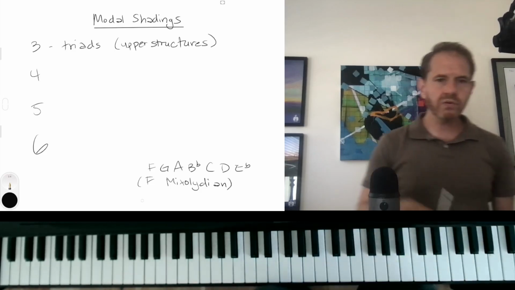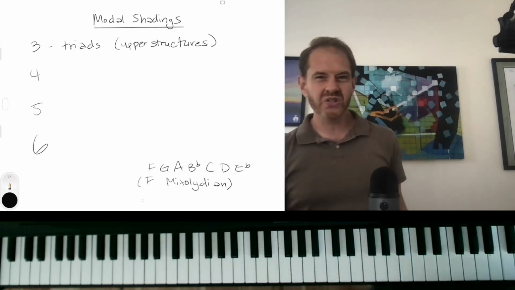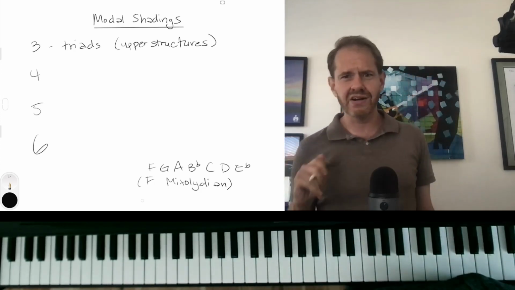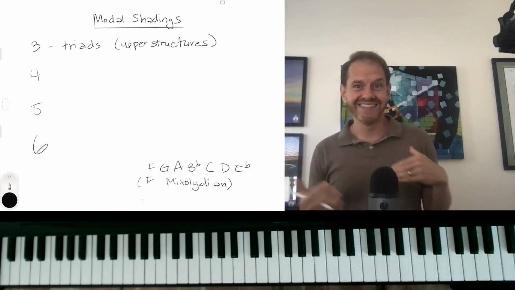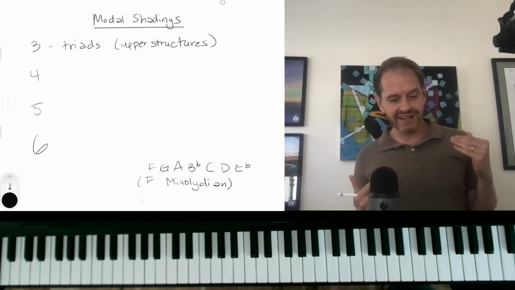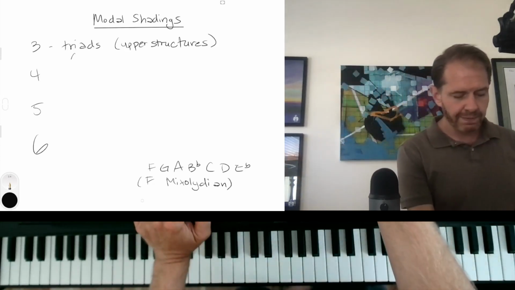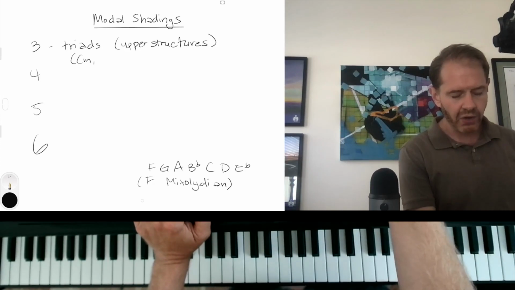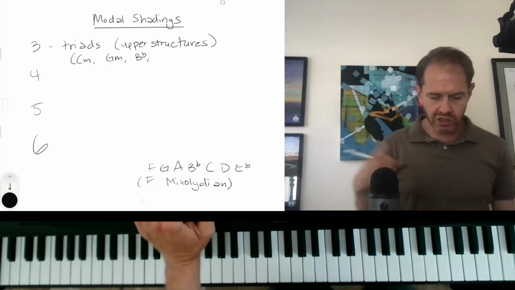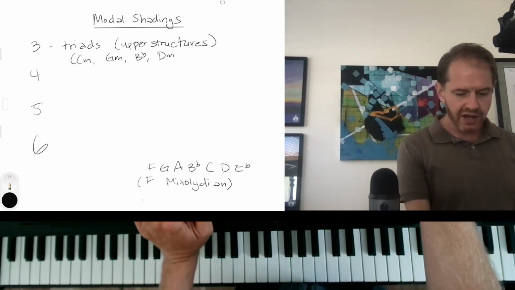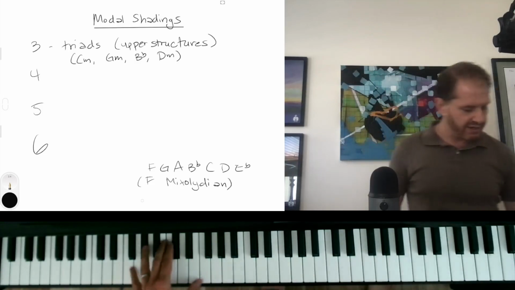Okay. And it's important when we think about upper structures that we don't think of the triad built on the root. In fact, that's not an upper structure. That's like a lower structure. It's not a real term, but I guess that would be the opposite of an upper structure. So, on this F Mixolydian, we'd probably think about C minor. We'd think about G minor, maybe B flat major, maybe D minor, right? And just start asking ourselves what different triads we can find.